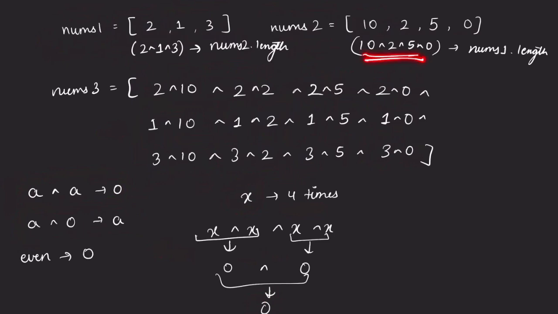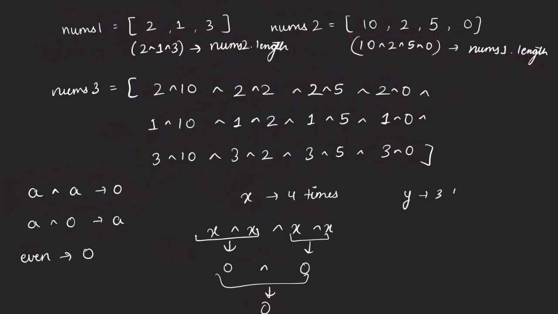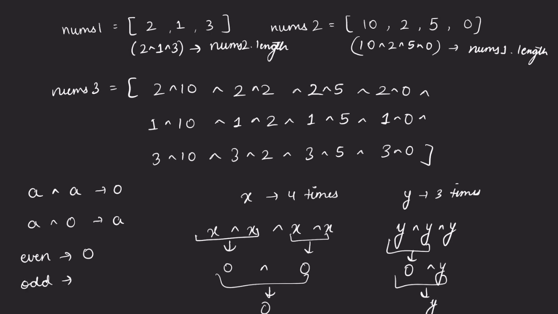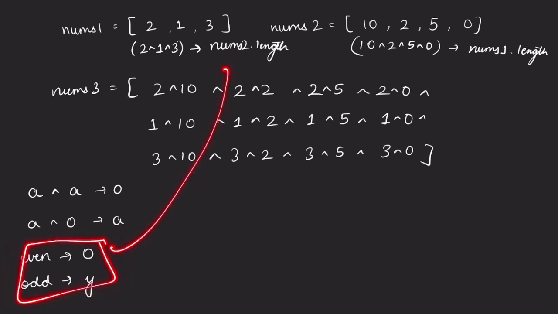Then if you see over here, this particular thing if we consider as y, so this is being XORed equal to the length of nums1, which is 1, 2, 3, right? So y is being XORed 3 times. So it will be y XOR y XOR y. So y XOR y will give you a 0, 0 XOR y will give you the number itself, which is y. So that means when a particular element is being XORed an odd number of times, then we get the element itself. So these are the two observations that we have made. Now we will apply these two observations to find our answer.